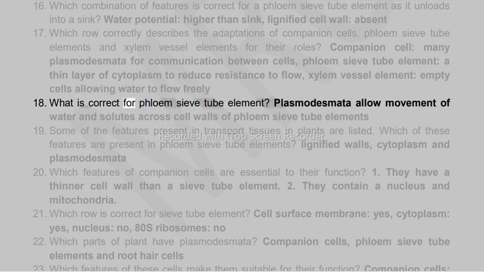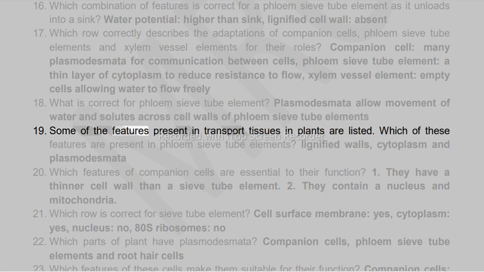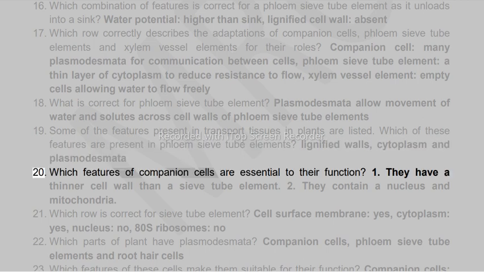18. What is correct for phloem sieve tube element? Plasmodesmata allow movement of water and solutes across cell walls of phloem sieve tube elements. 19. Some of the features present in transport tissues in plants are listed. Which of these features are present in phloem sieve tube elements? Lignified walls, cytoplasm and plasmodesmata.